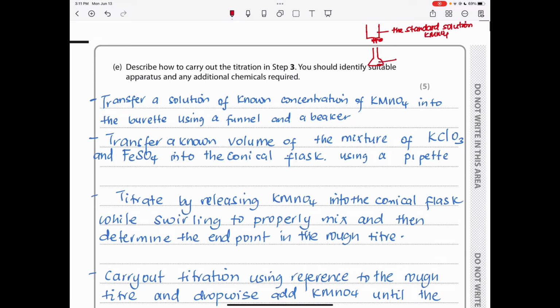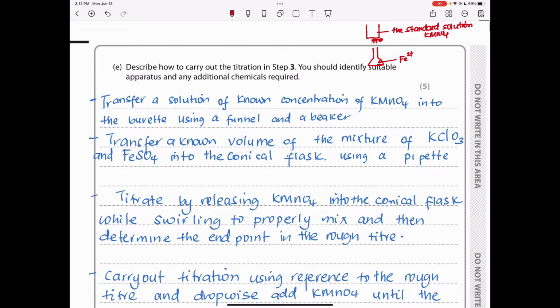And here what we're going to put in the conical flask is going to be the iron, basically iron 2 plus leading to iron 3. So that is how we work it out here. So we will transfer the solution of known concentration of potassium manganate into a burette. When you're transferring into a burette, you need a funnel so that things do not spill over, and to avoid bubbles sticking to the sides of the burette.